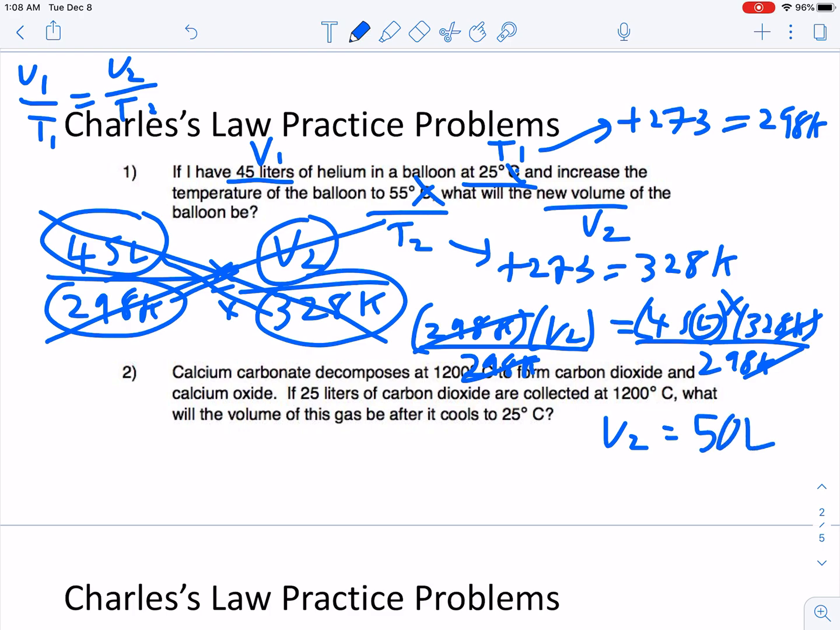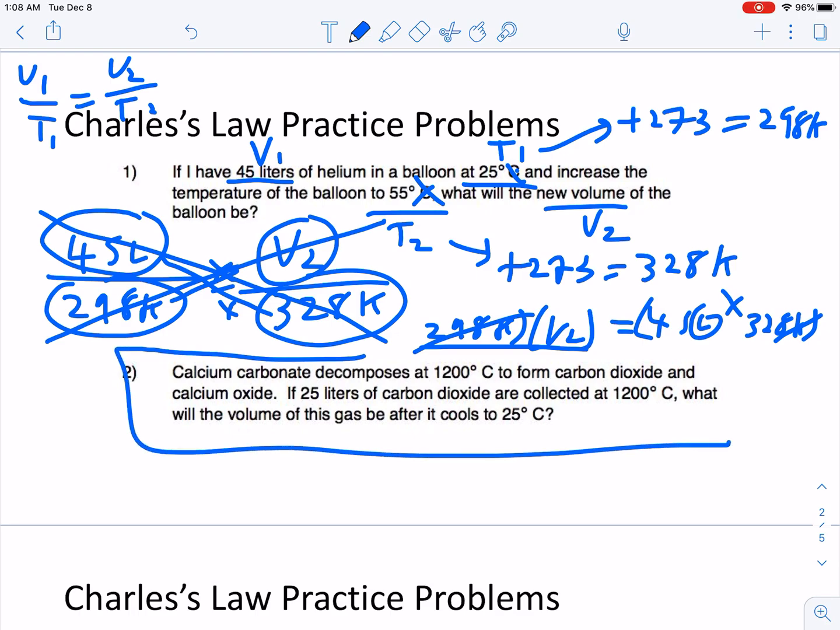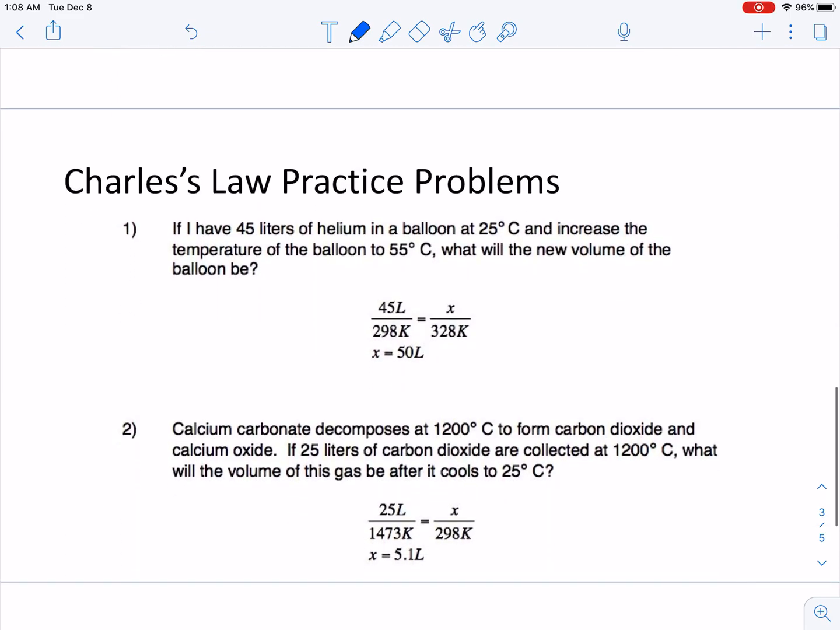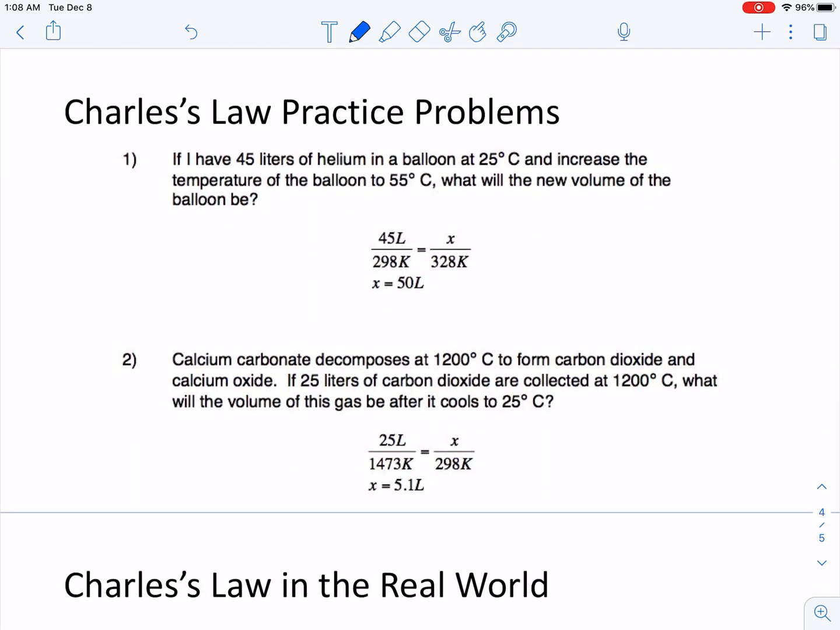All right. Go ahead and give this second example a try using those same methods. Okay, hope you remembered to convert degrees Celsius to Kelvin. All right, you can see the answer here. Again, you should have converted your temperatures to Kelvin, set them up, cross multiply, and your second volume, V2, what you're trying to find, should have been about 5.1 liters.